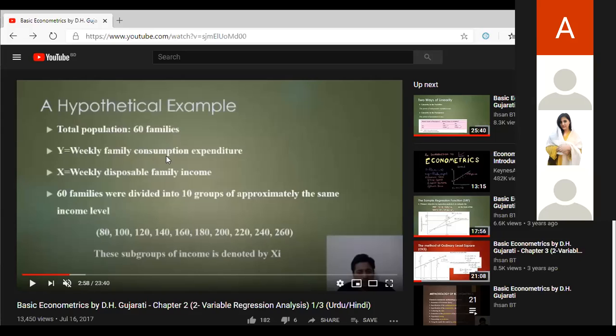So Y is consumption, X is disposable income for families. How many families are there? 60 families. And the families are divided into 10 groups of approximately the same income level. What are the income groups? 80, 100, 120, 140, and so on to 260.